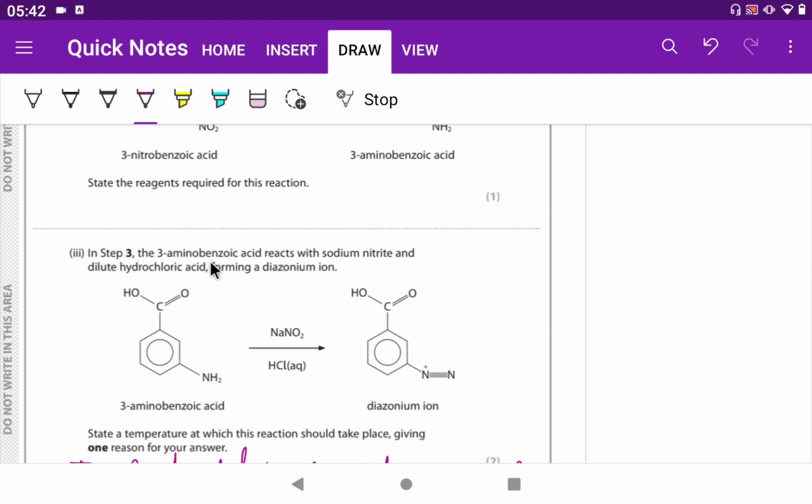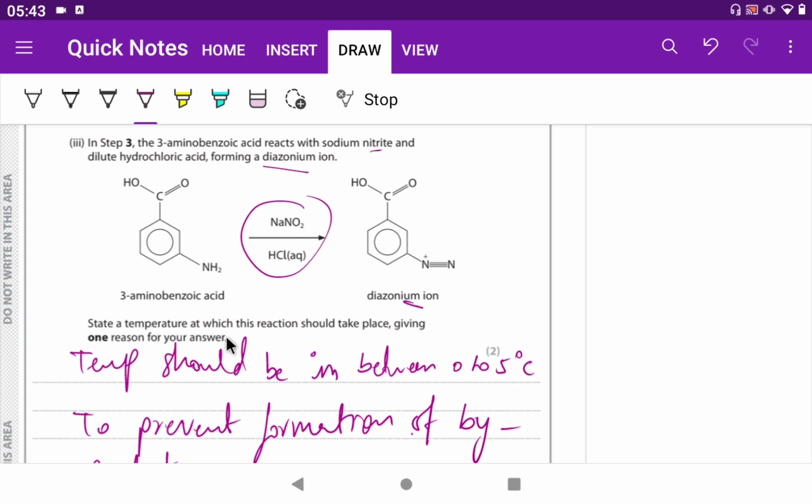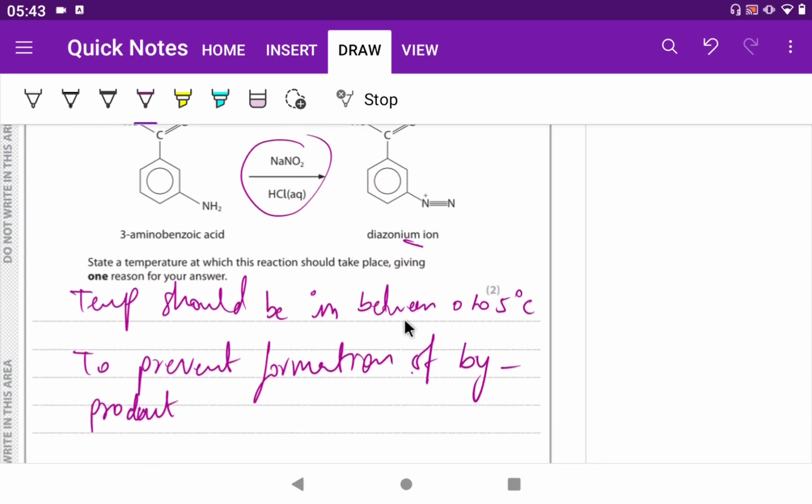Step 3, 3-aminobenzoic acid reacts with sodium nitrite and dilute hydrochloric acid, forming a diazonium ion. When these two react and form the diazonium ion, this happens at a very low temperature. State a temperature at which this reaction should take place, giving one reason for your answer. Temperature should be between 0 to 5 degrees Celsius. And why should the temperature be low? Because to prevent the formation of byproducts.